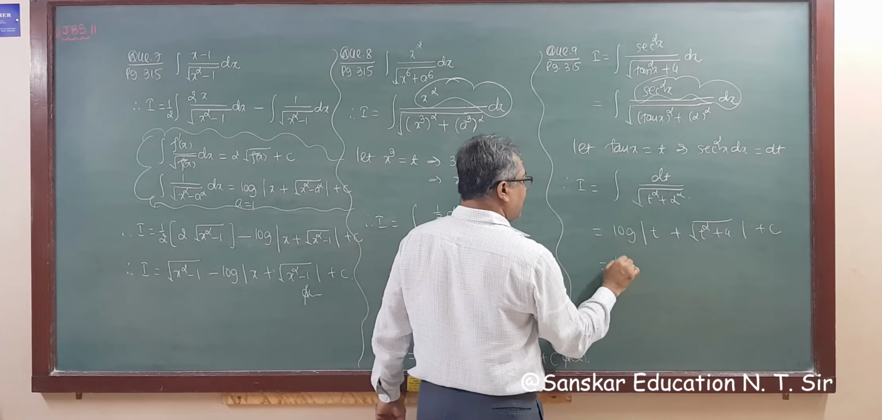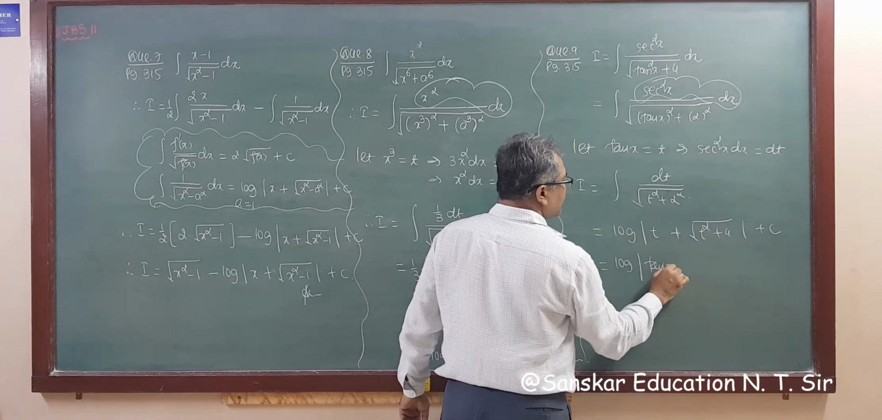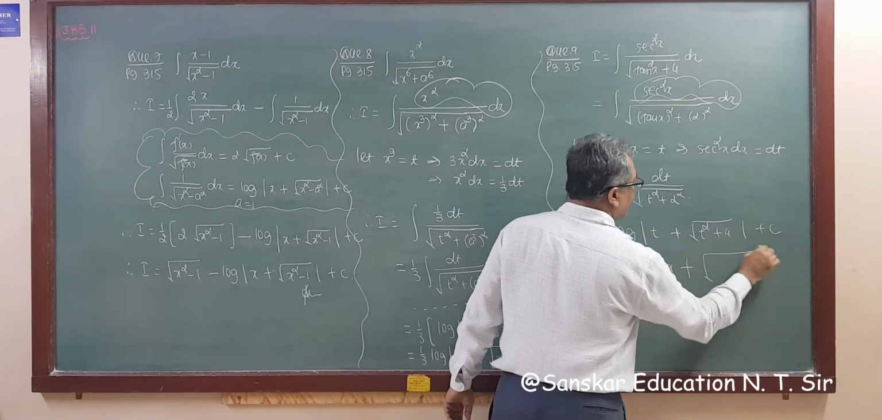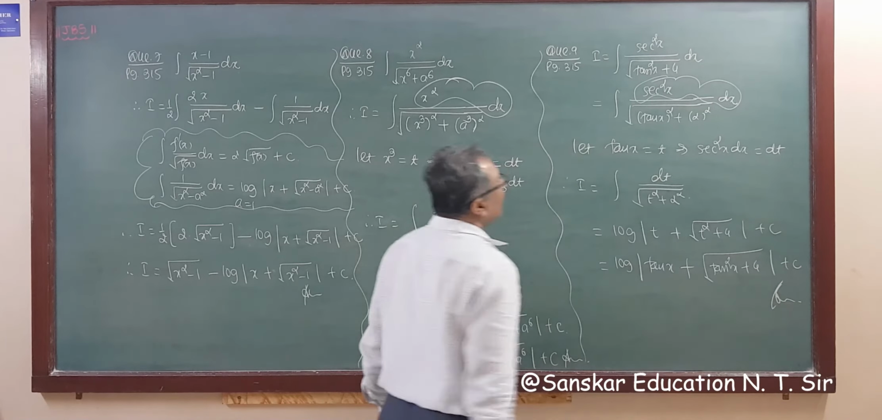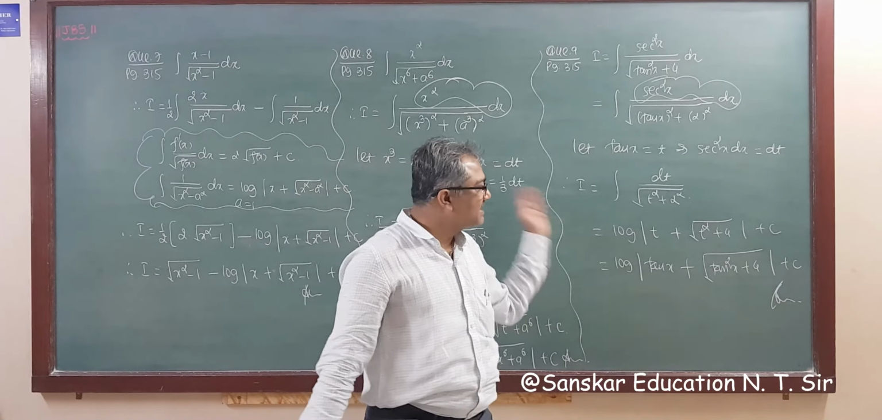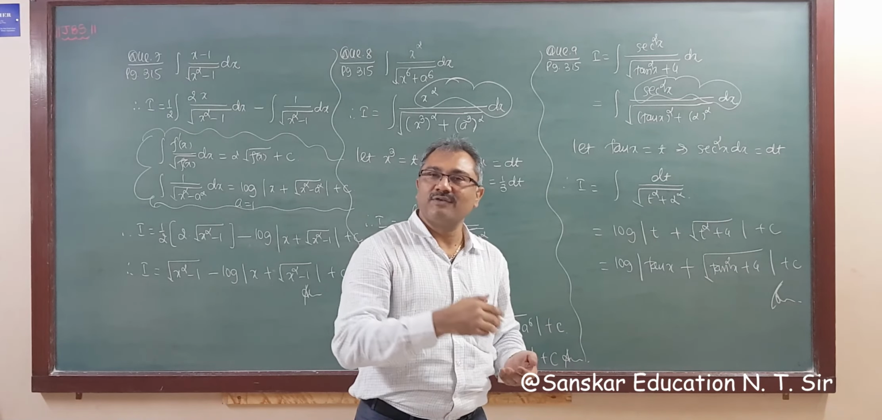So the answer will be log mod, what is t? t is tan x. So tan x plus under root tan square x plus 4 and plus c. So this is your answer. Got it? So these are very important questions for the learning stage. Okay. So from the next lecture we are going to solve questions of quadratic form, right?